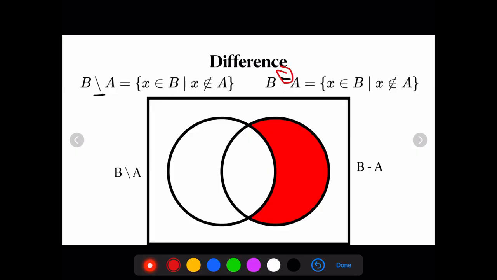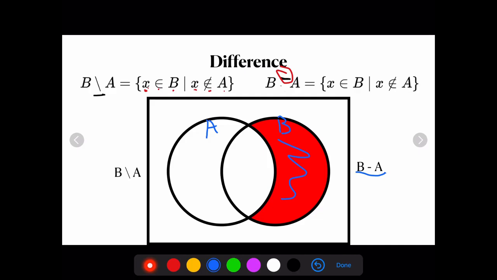But this is the set of X such that X is an element of B, and X is not an element of A. So it's everything that's in B that's also not in A. So if this is A and this is B, then this red part in here is everything that's in B that's not in A. Everything in B that's not in A.